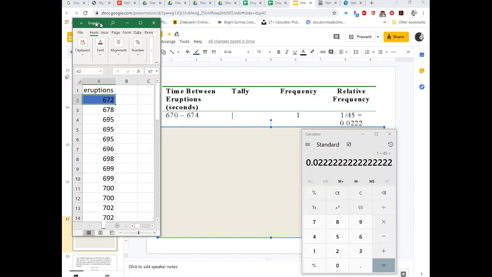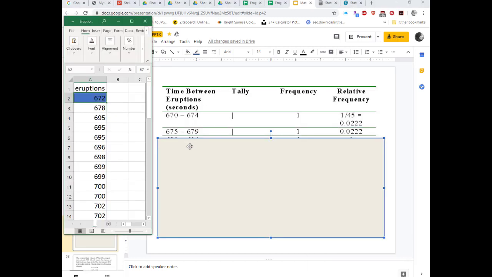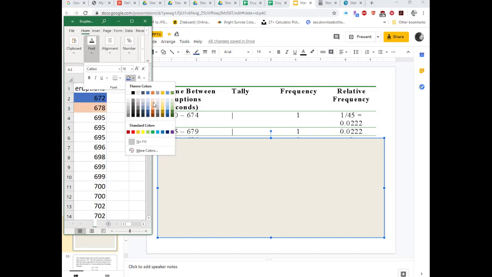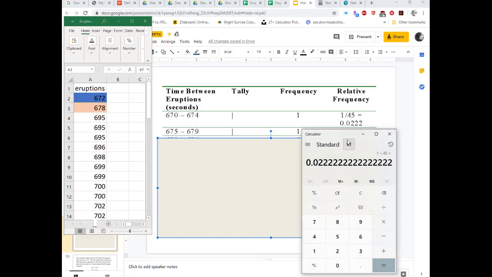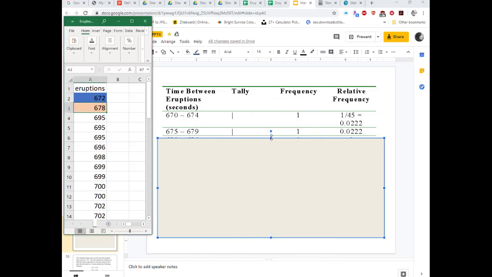Let's look at the next bin. I'll drag this down a little bit. The next bin is between 675 and 679, and I only have one value here that accommodates that. I'm going to put it in another color. So I also have a frequency of 1, and the same relative frequency, 1 out of 45, which on the calculator is still 0.02222. All right, let's look at the next one.